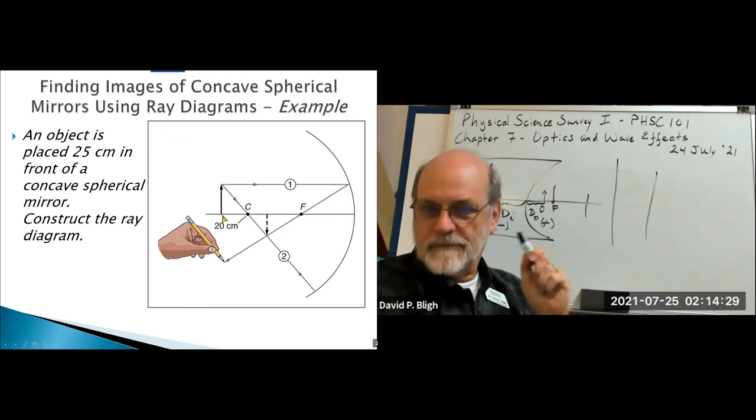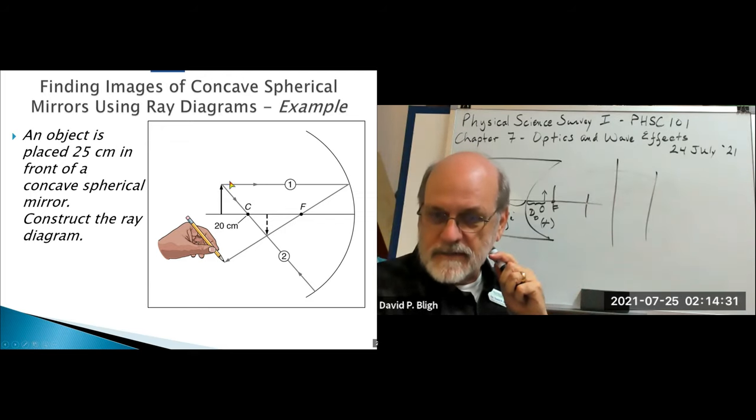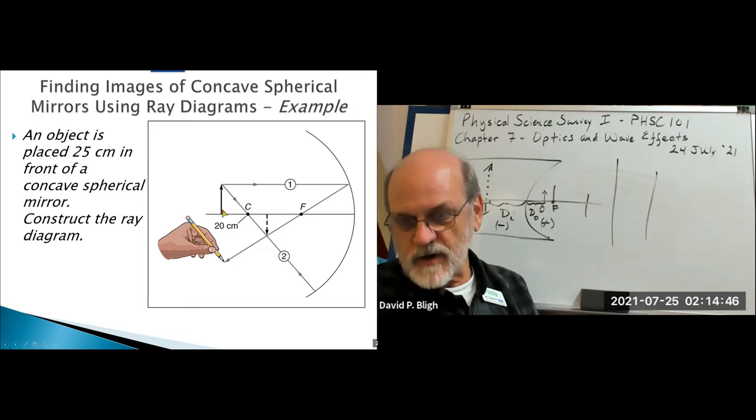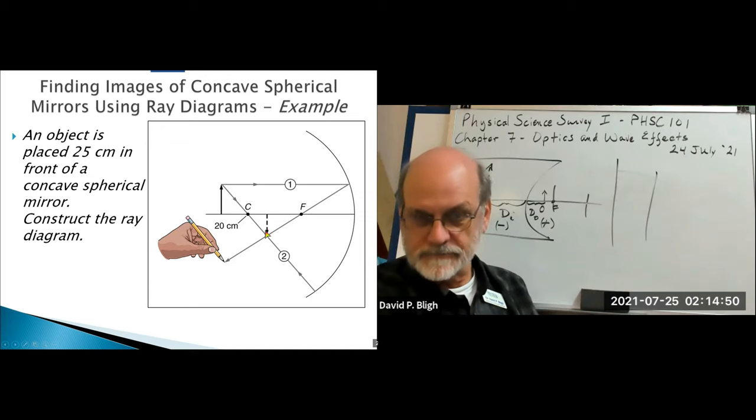Construct the ray diagram. So here we draw this ray there, bounce it off through the focal point. And then this one goes through the center of curvature. And there where they meet is the top of your real image. Notice that this object is outside the center of curvature, so the image is going to be real and inverted.